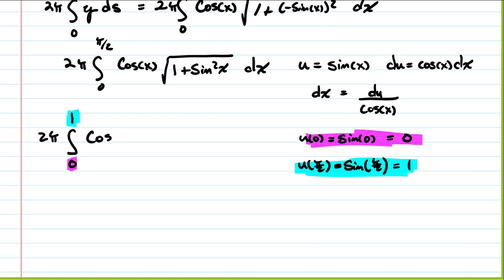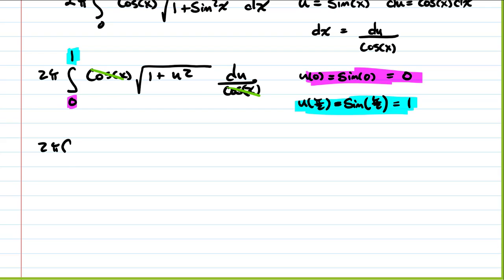And we have cosine x times the square root of 1 plus u squared, and then we get du over cosine x. And our cosines reduce out, and we're left with 2 pi times the integral from 0 to 1 of the square root of 1 plus u squared du. Okay. Well, that looks a little better than what we had, but we still don't have an antiderivative. So what would we need to do next?